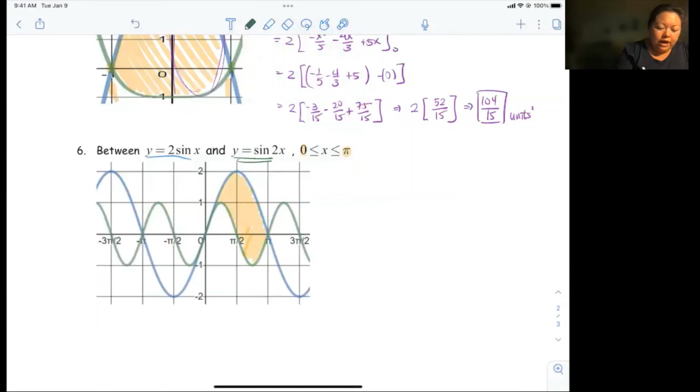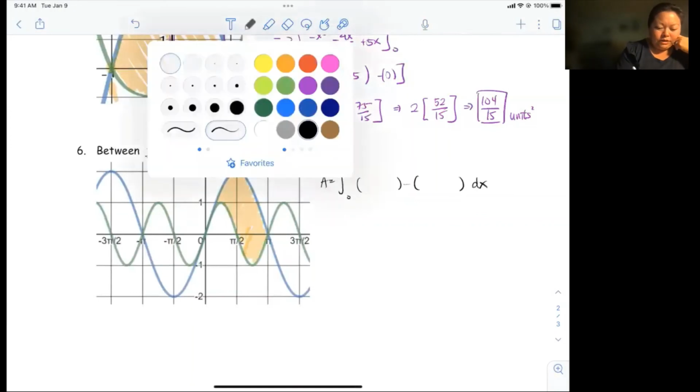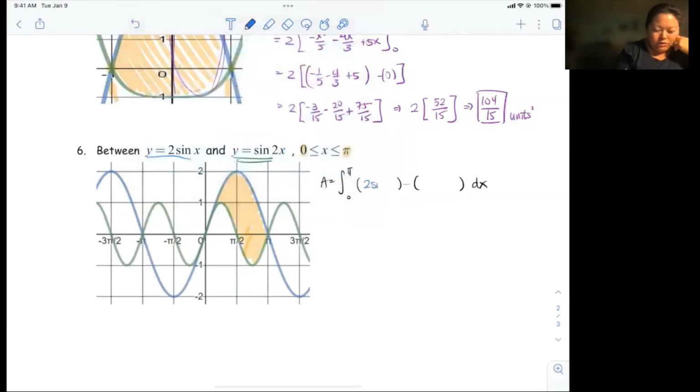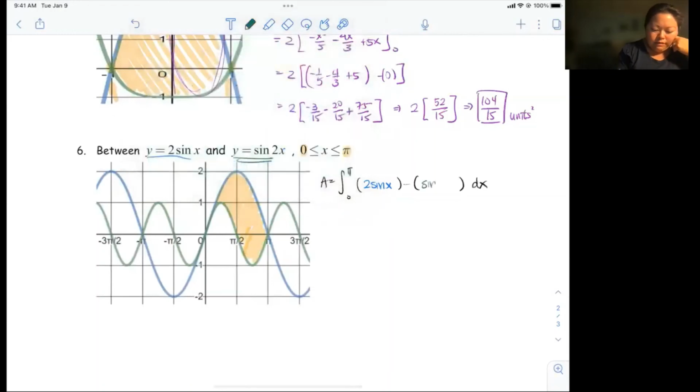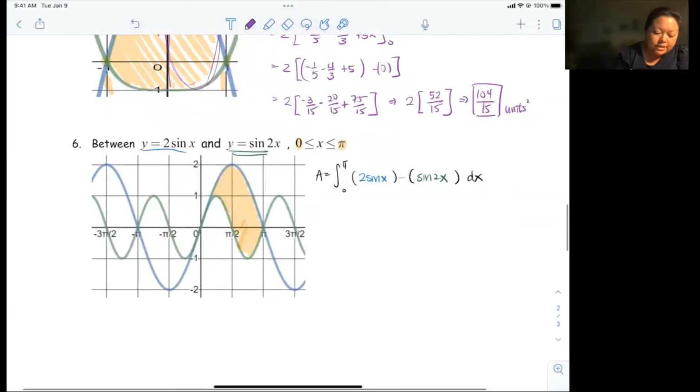All right, so now I can write my integral. My area is going to look from 0 to pi. In the region I'm looking at, blue is on top, green is on the bottom. So blue function minus green function. All right, so blue function was 2 sine x. Green function was sine of 2x, okay? So again, make sure you know your tricks to take these integrals. All right, ready to take my antiderivative.